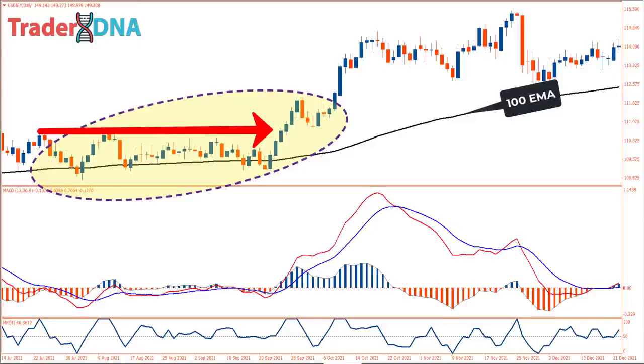As you can see on this chart, when prices move above the 100-period EMA, it indicates that the market is in a bullish condition, and our primary focus should be on identifying the most appropriate buy signals. The next step involves gauging the strength of the trend.